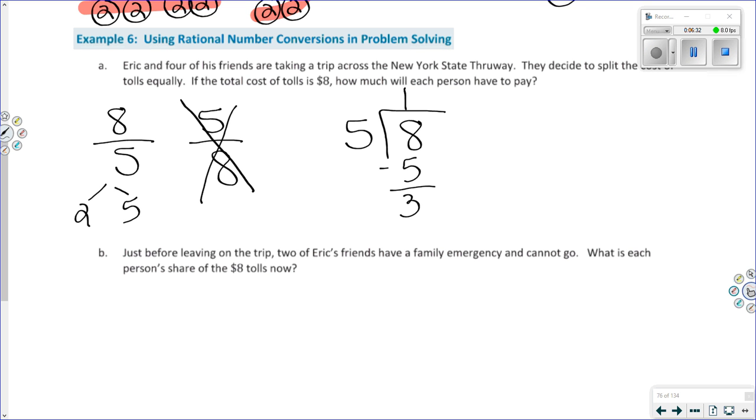What do you guys notice in my division? Do I have any zeros to bring down? Can I? Okay, if we're going to put on a 0, we got to put on a decimal. Exactly. So now I can bring a 0 down here. I end up with 60.